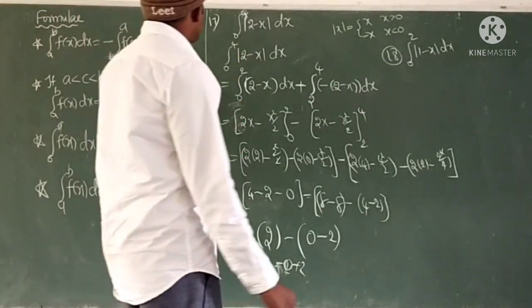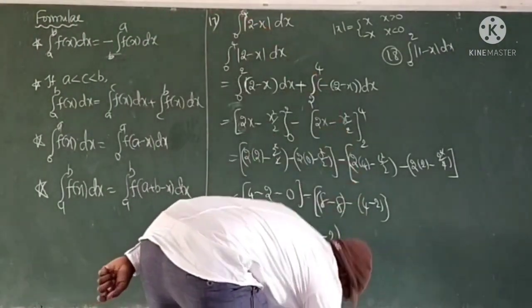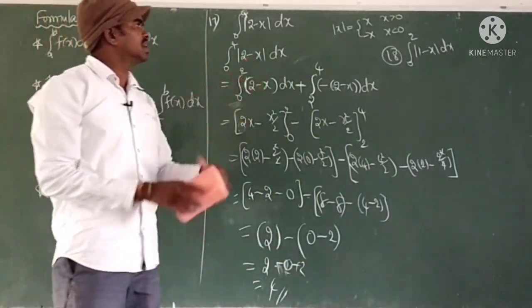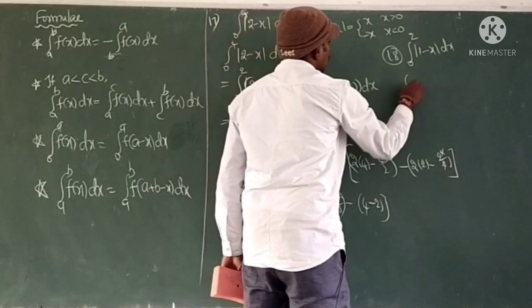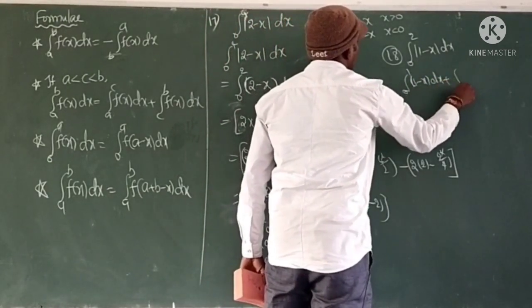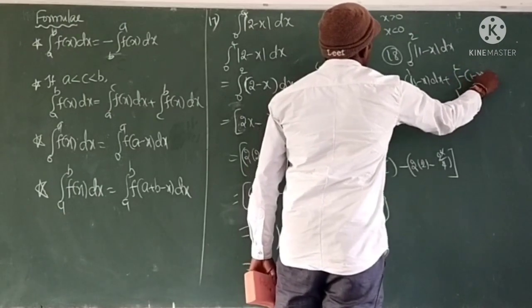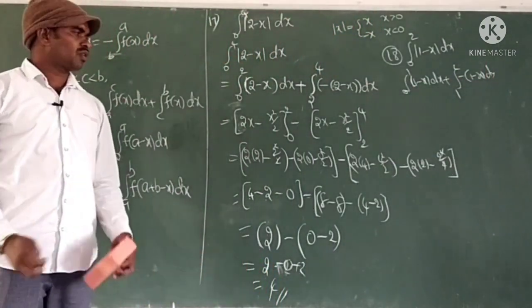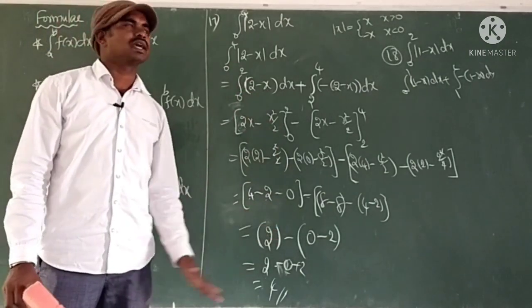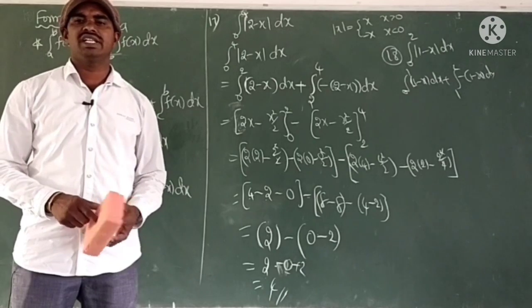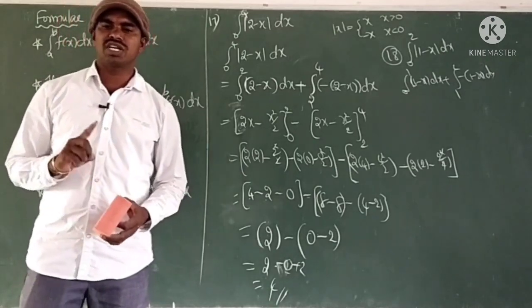Next, how many questions are 17, 18? Next, 19th question. Same as usual, we can split this as 0 to 1, 1 minus x dx plus 1 to 2, minus of 1 minus x dx, and simplify, do it the same. If you have any doubt, please watch this concept again. Shall we go to the 19th question? Yes, 19th and 20th, so 2 questions are there.